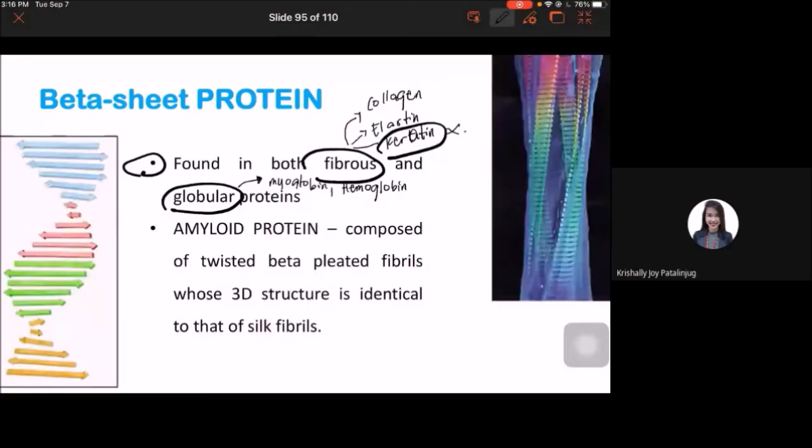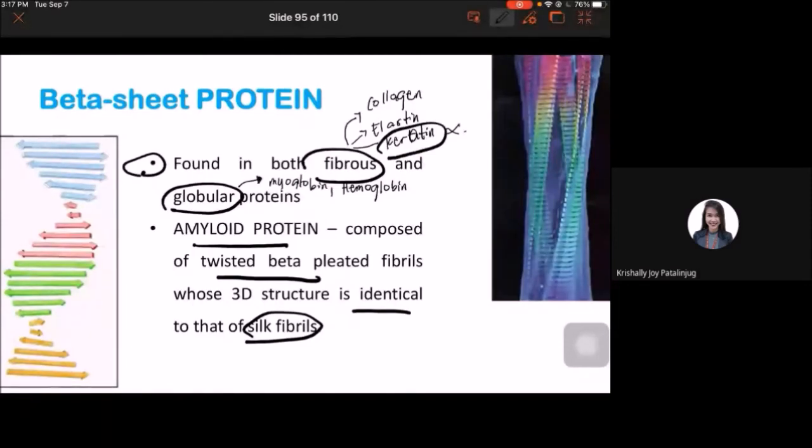Okay. So, again, ma-discuss natin siya separate segments sa next meeting. Another example of protein with pleated sheet structure is yung amyloid protein. So, amyloid protein, this is composed of twisted beta pleated sheet in a 3D arrangement. Okay? Yung 3D arrangement niya is identical to that of the silk fibrils. Okay? So, yan yung mga halimbawa kung saan pwede natin makita yung beta pleated structures.